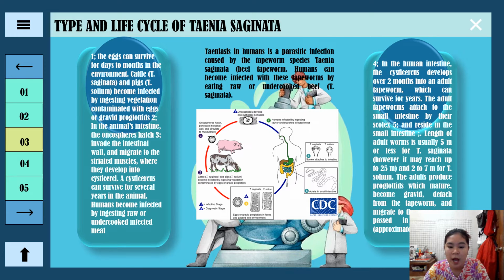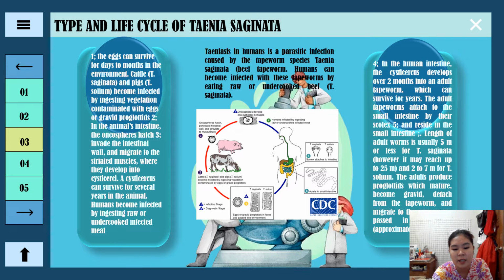saginata. However, in T. solium, 2 to 7 meters. So the adults produce proglottids which mature, become gravid, detach from the tapeworm, and migrate to the anus or pass in the stool for approximately 6 per day.